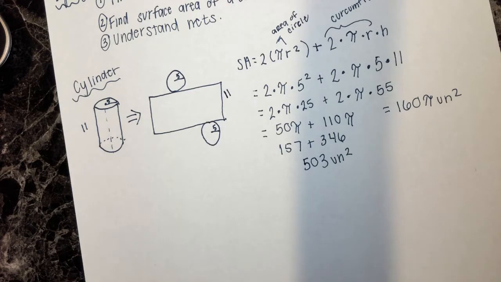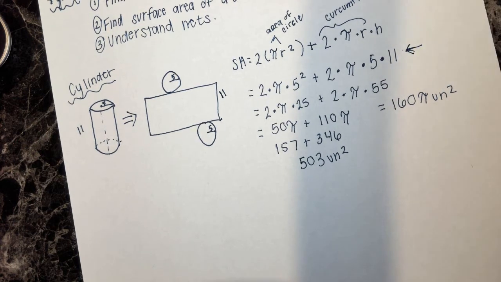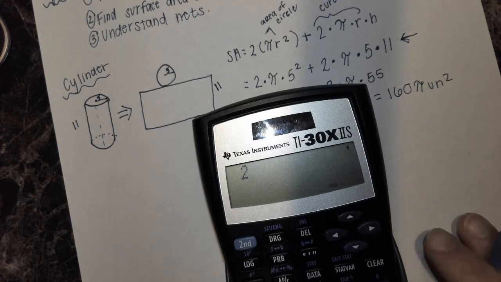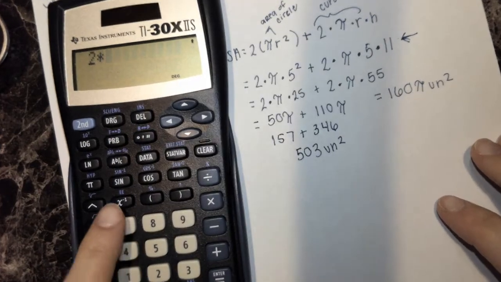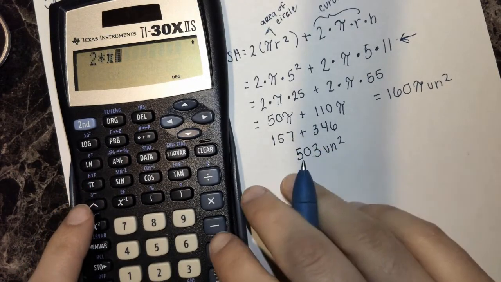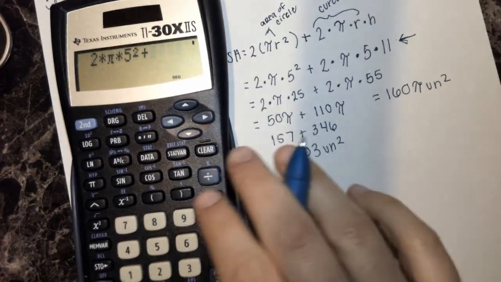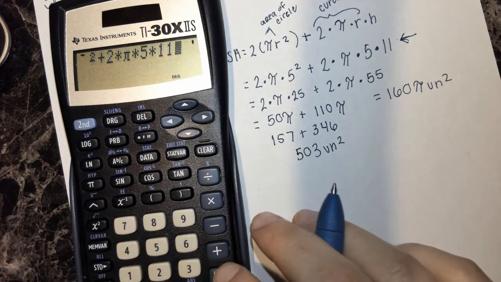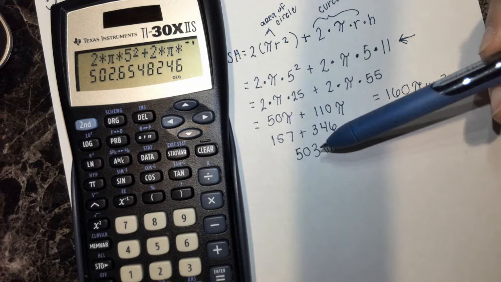Okay, so there's more work with this. A lot of it's simplifying. If you really wanted to, you could just plug it into your calculator from this row. So I'm going to show you on my calculator what it would look like. But from this row, you typically could plug it straight into your calculator. Okay, so when you do it, you do 2 times pi is right here, times 5 squared plus 2 times pi times 5 times 11. Okay, I plugged everything in just as it is. My answer would be 502.6, which we estimated to 503.